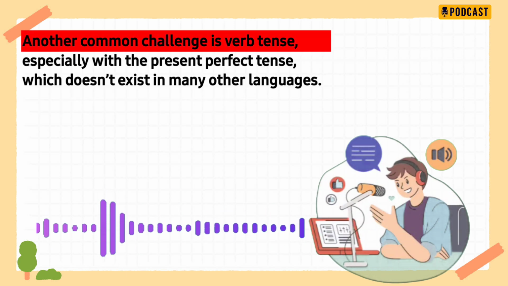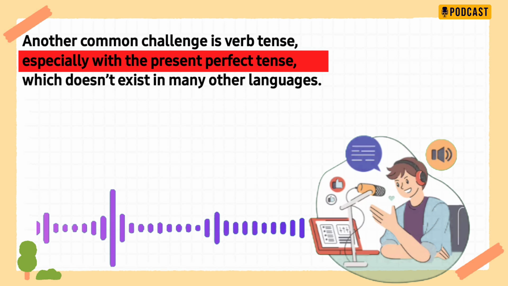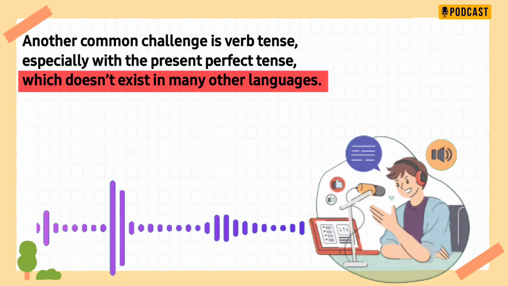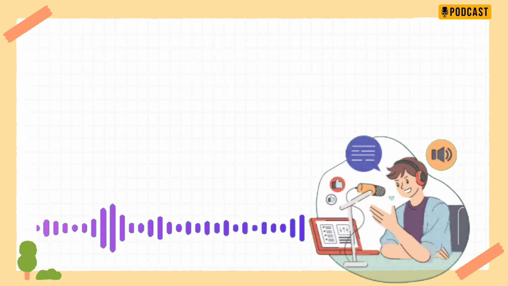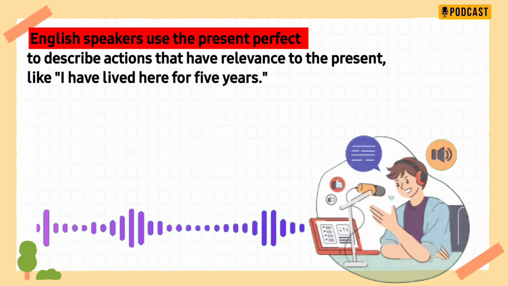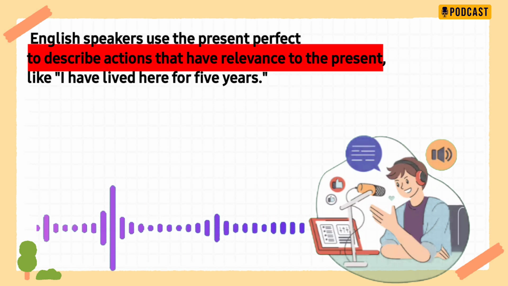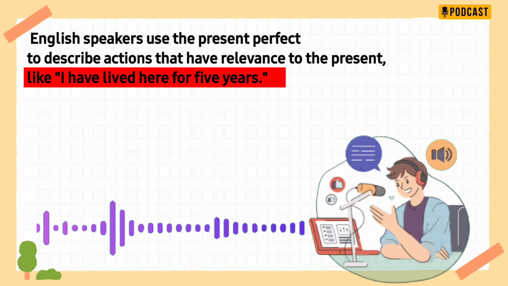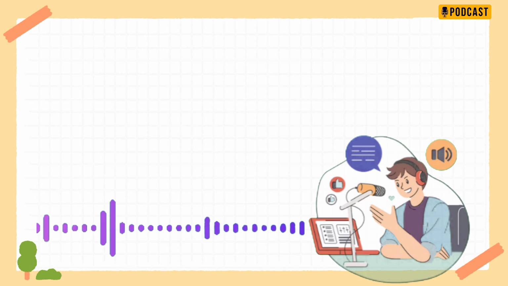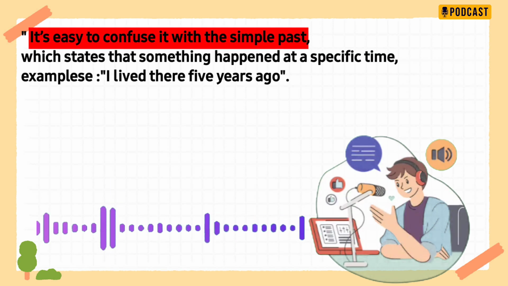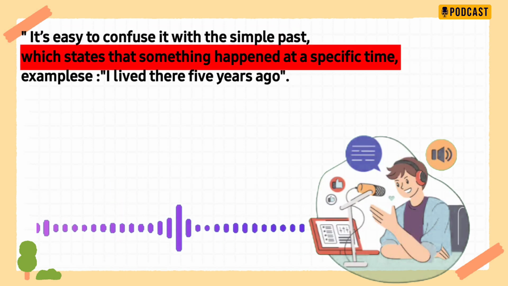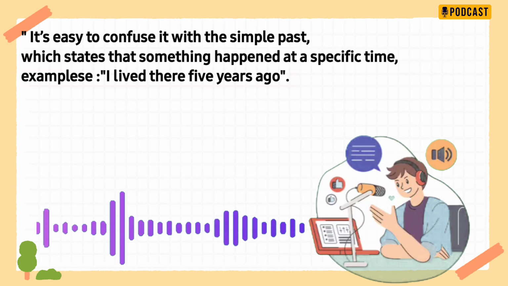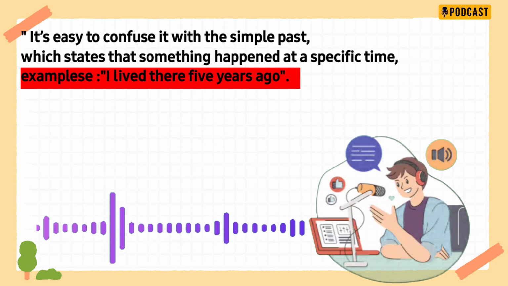Another common challenge is verb tense, especially with the present perfect tense, which doesn't exist in many other languages. English speakers use the present perfect to describe actions that have relevance to the present, like, I have lived here for 5 years. It's easy to confuse it with the simple past, which states that something happened at a specific time. Example: I lived there 5 years ago.